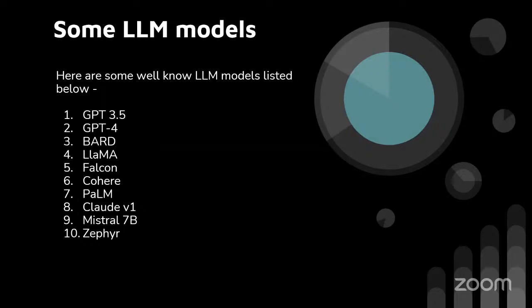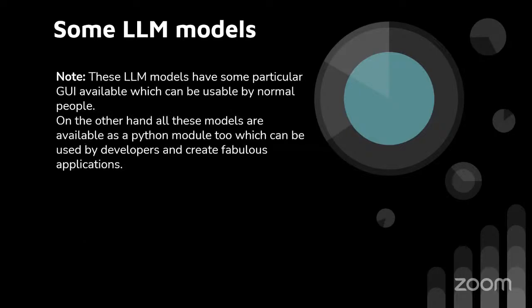So here are some of the LLM models which we know. Few of them we basically know: GPT-3.5, GPT-4, Bard, LLaMA, Falcon, Cohere, PaLM, Claude, Mistral, and Zephyr. Some of these LLM models have a particular UI available which can be used by normal people. On the other hand, all these models are available as a Python module which can be used by developers to create fabulous applications.